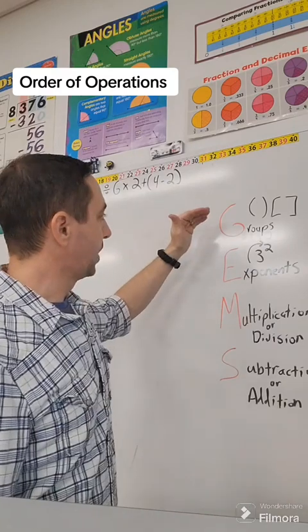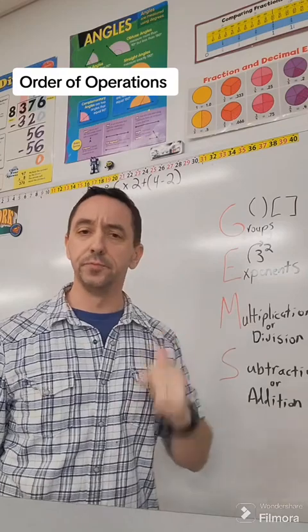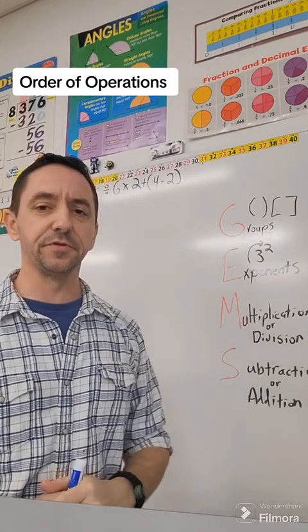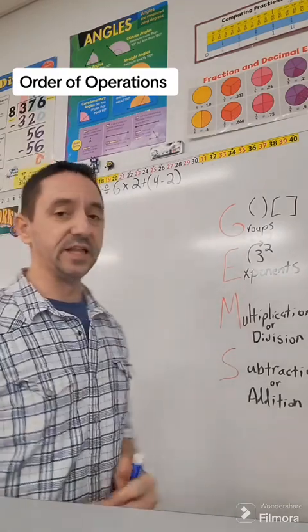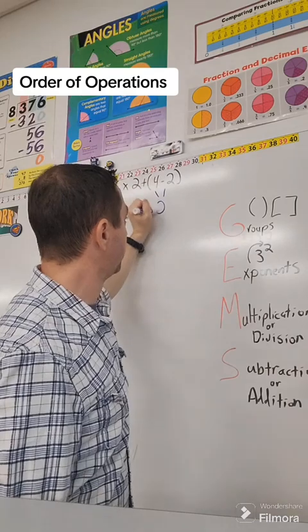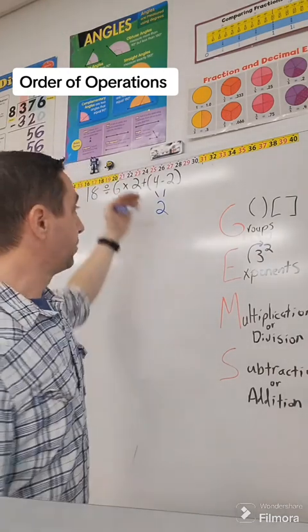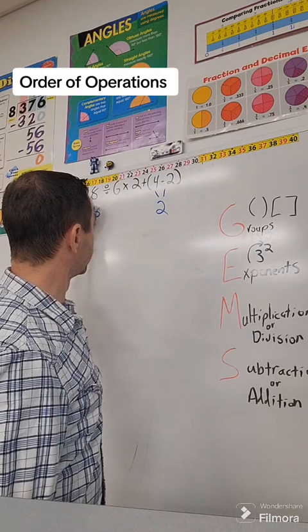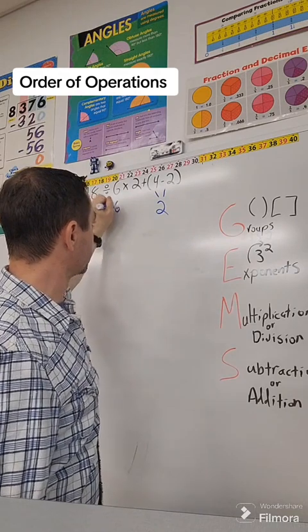So what I'm going to do first is say, okay, I'm going to use GEMS to simplify this expression. The first thing I'm going to do is I'm going to look at GEMS and say, G, groups. Are there any groups in this problem that I could simplify first? Looking at my problem, I see that 4 take away 2 is a group. So the first thing I'm going to do is 4 take away 2, that equals 2.